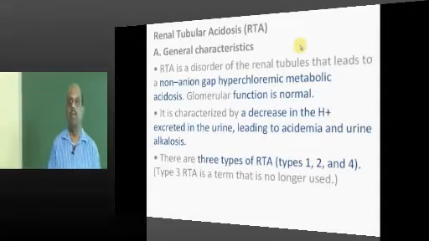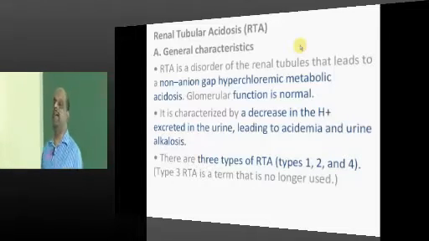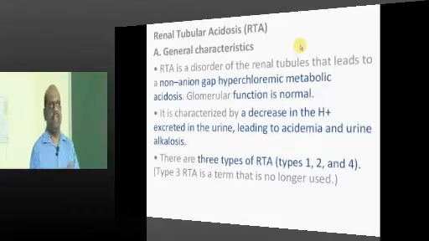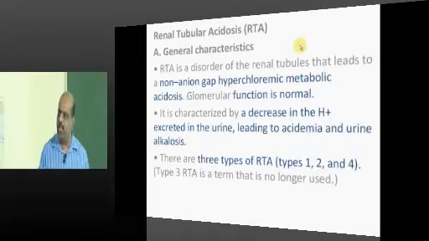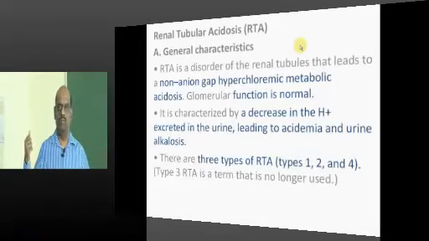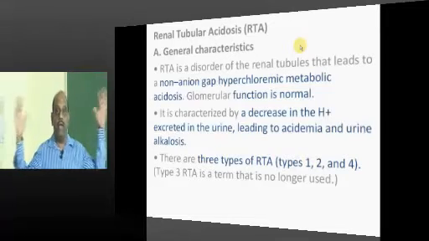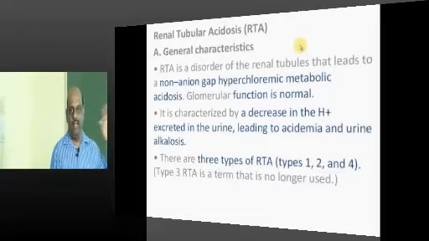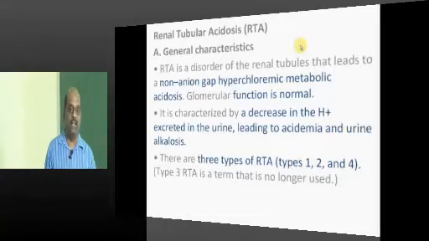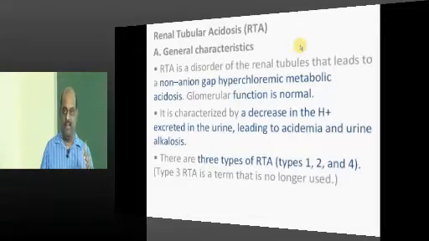Now, whenever acidosis is there, whether it is diabetic ketoacidosis or ketone bodies or uremia or anything, the anion gap will increase. I actually didn't get time today to prepare good slides for you.